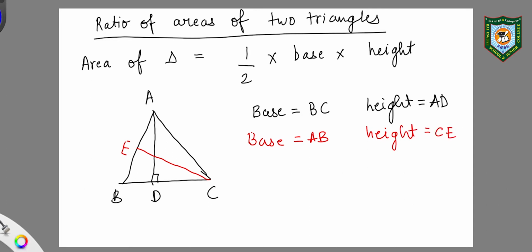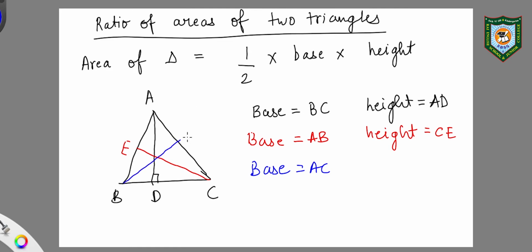And similarly, when I choose base AC, I have to choose the vertex opposite to the side AC. So in this case, that opposite vertex is B.